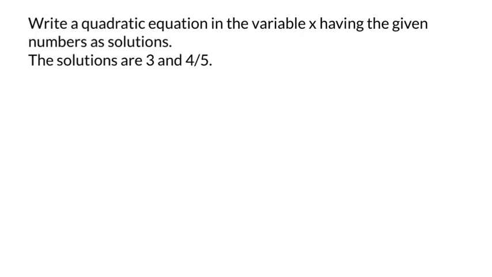So this problem says write a quadratic equation. It'll be in standard form, so that's ax squared plus bx plus c equals 0, in the variable x having the given numbers as solutions. Here are the solutions, 3 and 4/5. Now what they do not want in this problem is fractions in our final answer. So even though I'm going to start with a fraction, I'm going to end with no fractions, and I'll show you how to do that.